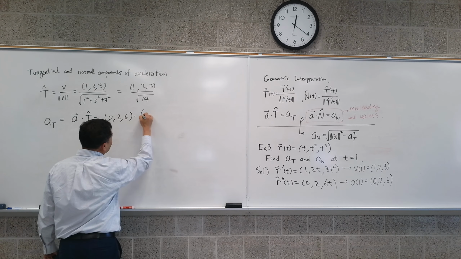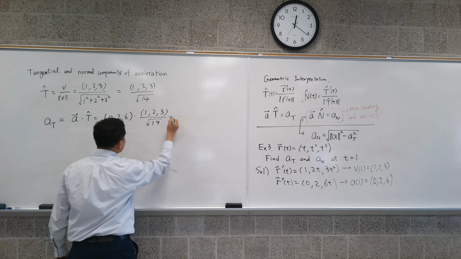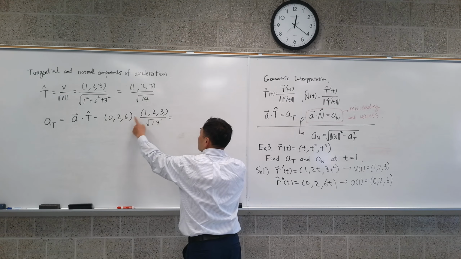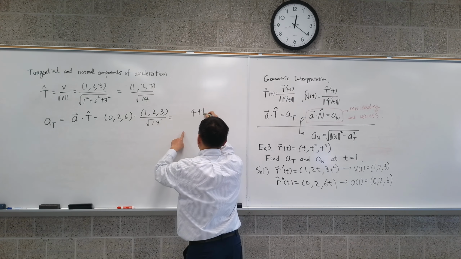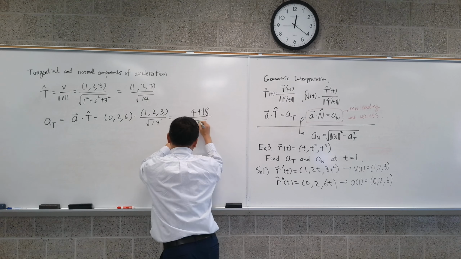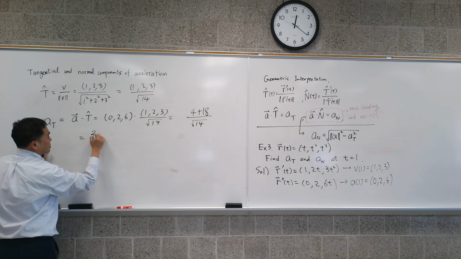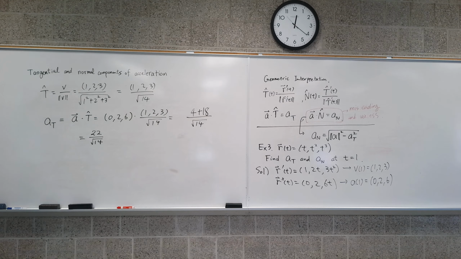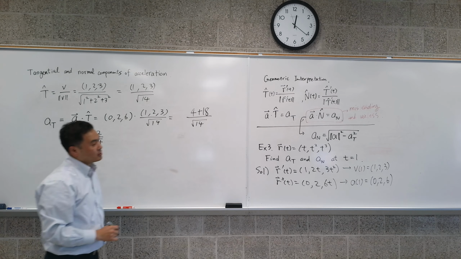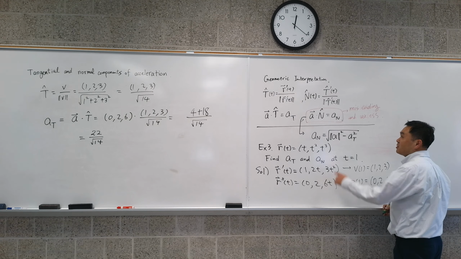Dotted with T at 1, 2, 3 over square root 14: 0 times 1, 2 times 2, 6 times 3, divided by square root of 14 is going to be 22 over square root of 14. So that's your AT. And now what? Do we use this formula?